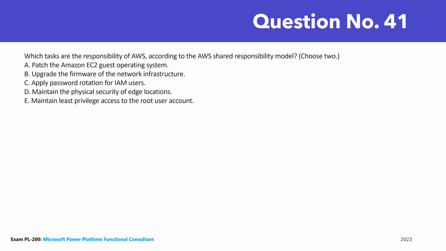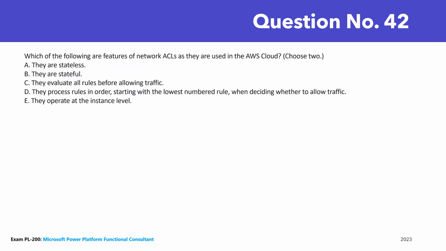Which tasks are the responsibility of AWS, according to the AWS Shared Responsibility Model? Choose 2. A. Patch the Amazon EC2 guest operating system. B. Upgrade the firmware of the network infrastructure. C. Apply password rotation for IAM users. D. Maintain the physical security of edge locations. E. Maintain least privilege access to the root user account. Correct answer, B, D.